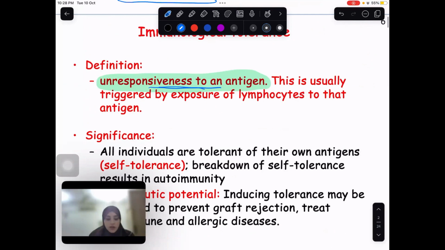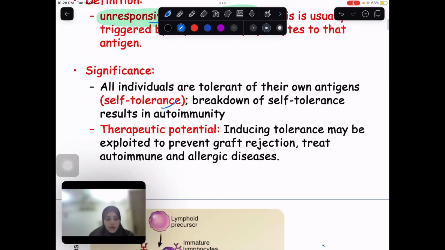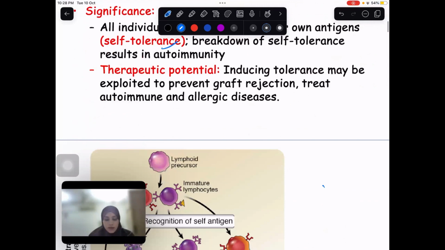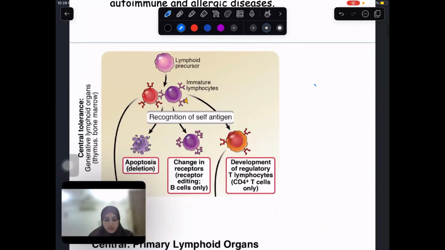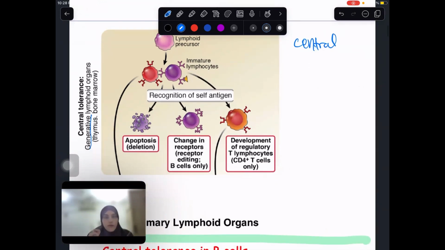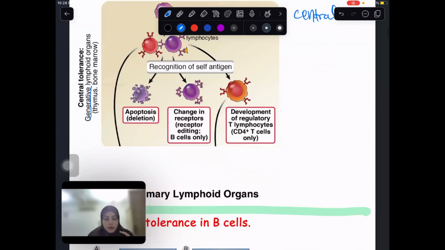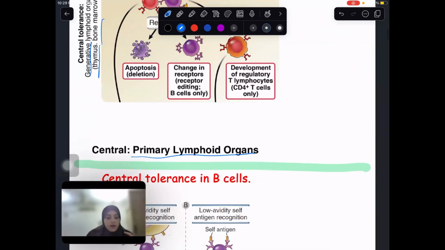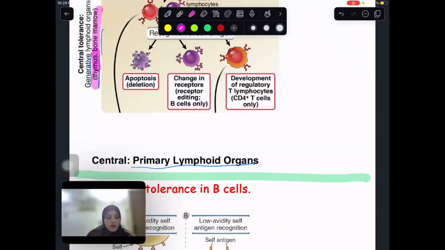Again, the definition: unresponsiveness to an antigen, as I mentioned. Significance: self-tolerance, which is pretty self-explanatory. Now, what I need to explain is that tolerance happens in two different places. There's something called central tolerance and peripheral tolerance. Central and peripheral, let's try to understand what that is. Central is the generative lymphoid organs. From the name generative, these are the organs that generate lymphocytes, which are the primary lymphoid organs, aren't they? This is the thymus and the bone marrow.